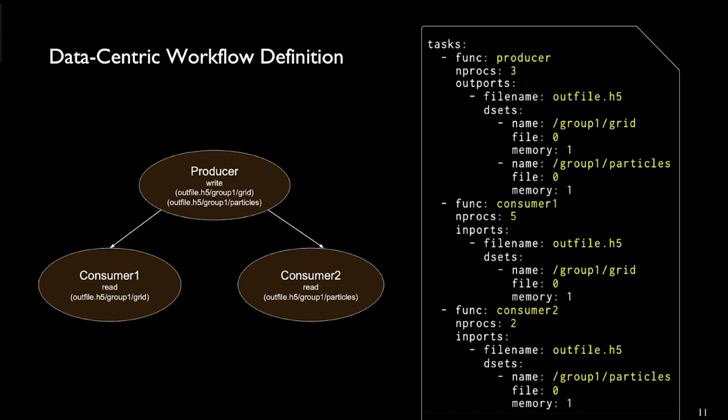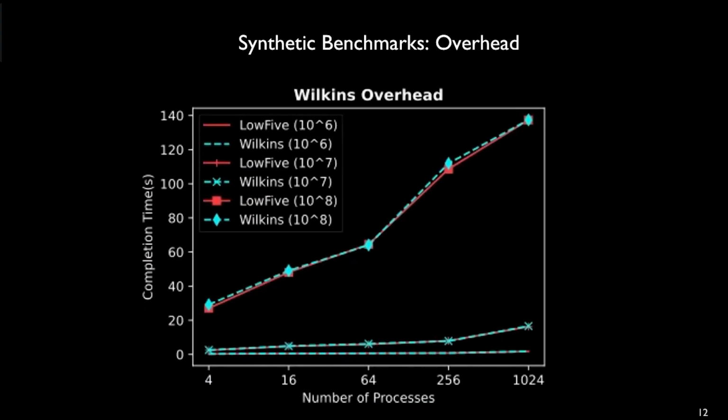And here we have some results from the experiments that is measuring the overhead of Wilkins as a workflow system compared with using Lo5 as a standalone library. And we use here 3 different data sizes and up to 1,000 ranks. And on the y-axis of this figure, we have the completion time. And if you look at the figure, we see that all the times are similar for any of the configurations. That tells us that the overhead of Wilkins on top of Lo5 is really negligible.